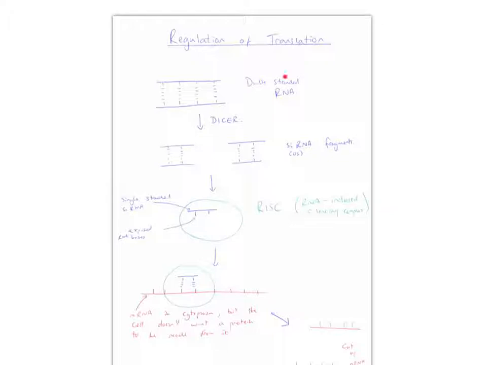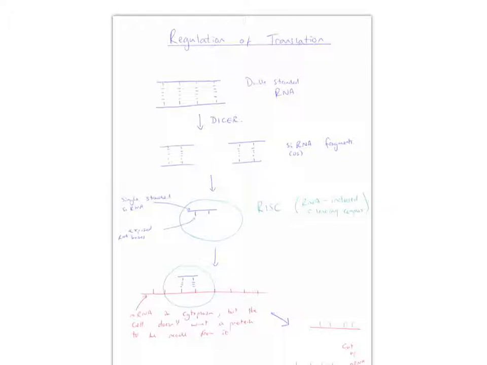The process starts off with some double-stranded RNA. An enzyme called dicer splits that double-stranded RNA into smaller fragments. So these are small interfering RNA fragments, and they're double-stranded at this point. Small interfering RNA becomes single-stranded, and it associates with enzymes to form RISC, which is RNA-induced silencing complex. So it's a mixture of enzymes and single-stranded siRNA.